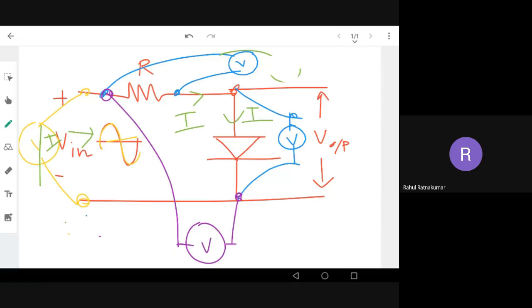That will help you to design the specification. Not only do you design the circuit, you should tell for each of this resistor, diode, transistor, everything, how much wattage, because the more the wattage, the more the cost, right?